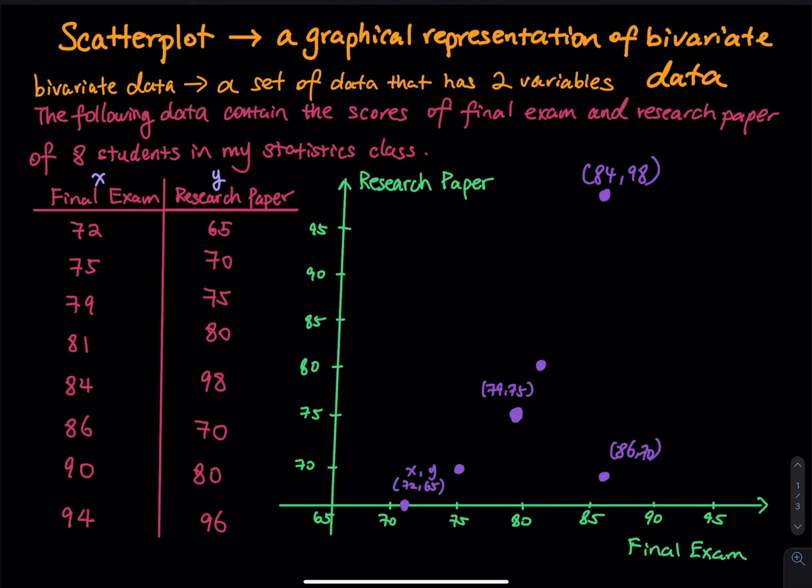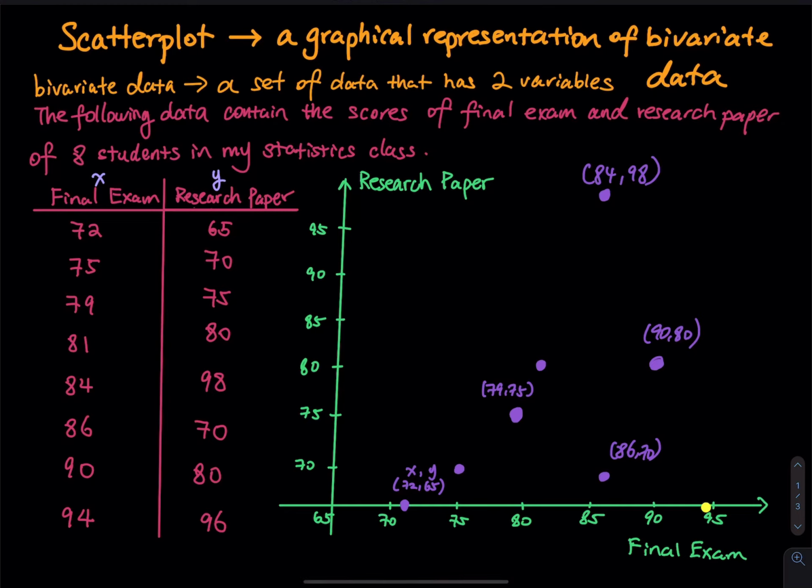And then the next person is 90 on the test, 80 on the paper. So 90 is right here, exam, and then 80 on the paper. So you go up to 80. So this is where the point is, 90, comma 80. Right here. So this is 90, comma 80.